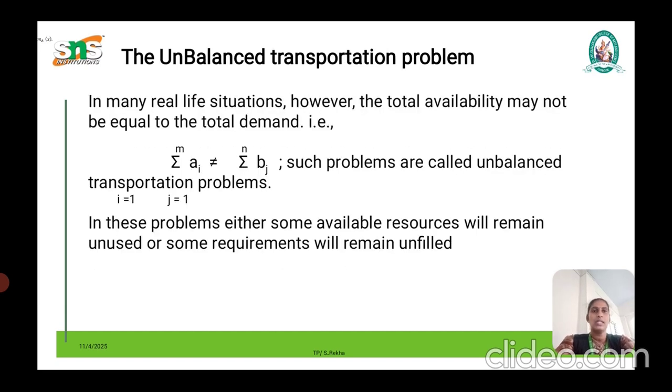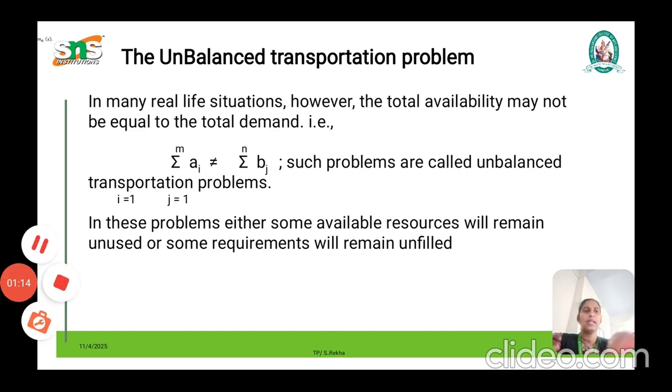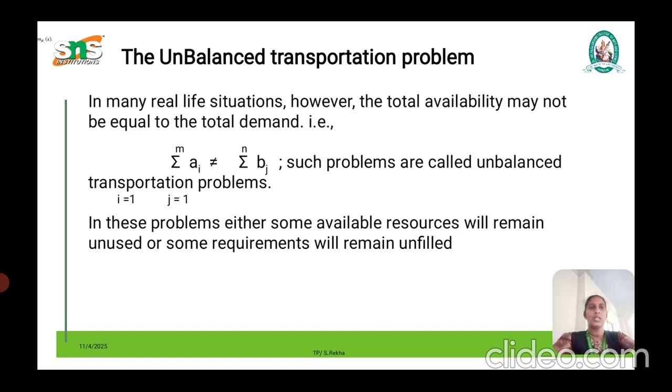Whereas in an unbalanced transportation problem, the supply need not be equal to the demand. In this case we go with the unbalanced transportation problem. In an unbalanced transportation problem, the available resource is not used or some requirement will remain unfilled. This is the main condition for the unbalanced transportation problem.